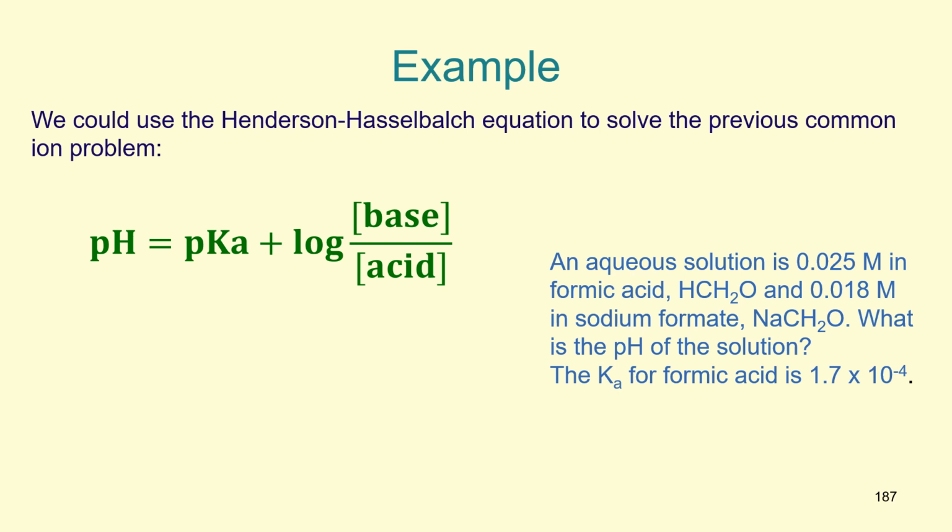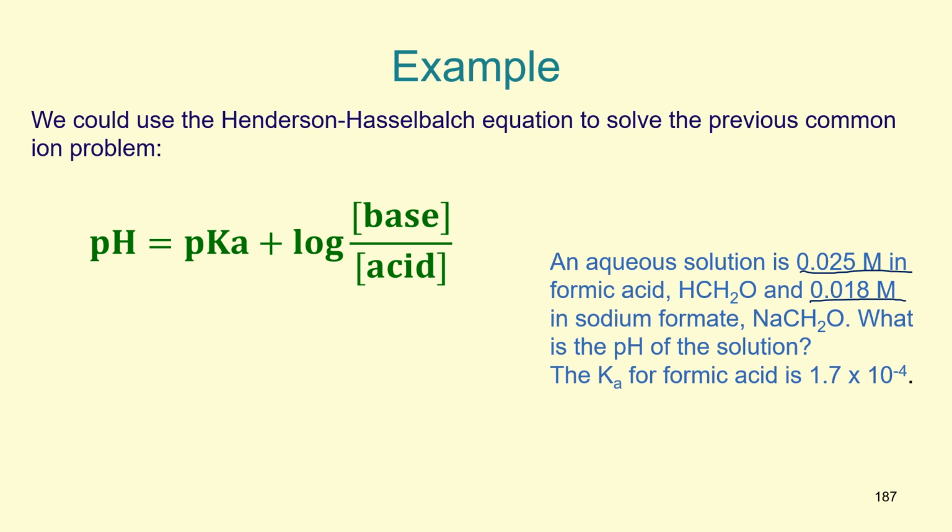All right, so if we wanted to, we could go back and use this to solve our previous common ion problem. Remember, this was an aqueous solution that was 0.025 molar in formic acid and 0.018 molar in sodium formate. What is the pH of this solution? And the Ka is 1.7 times 10 to the minus 4th. We were able to do it just fine, so there's nothing wrong with that approach. Probably using this equation would be a little quicker, but really they're both the same equation. This is just a rearrangement of the other, so you don't have to do this, but I was just showing you.